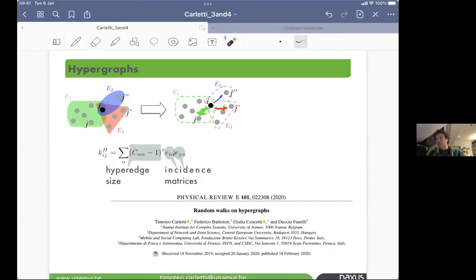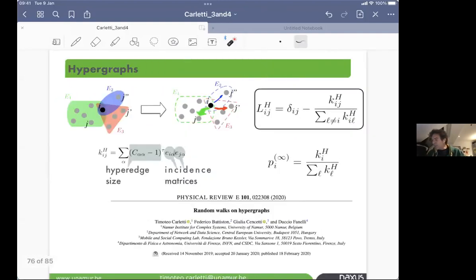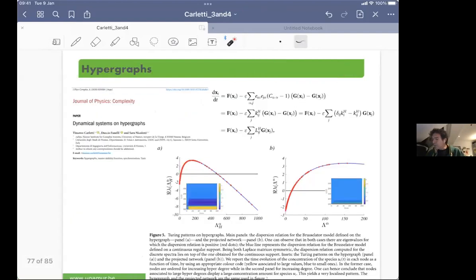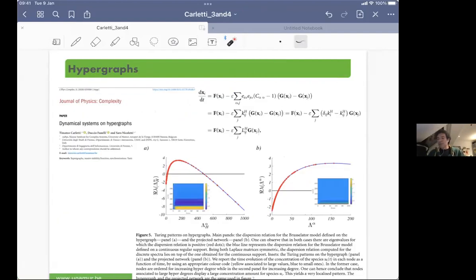You can study, for instance, random walks, or Turing patterns, or synchronization on this kind of hypergraph. Here we study the random walk on hypergraphs, but you can also study a generic dynamical system on hypergraphs, and you can prove that the patterns that you obtain are more sensitive to the size of the hyperedge. In some sense, a network is a hypergraph where all the hyperedges have size 2, while in a hypergraph you can have hyperedges of whatever size you want, as large as you want.